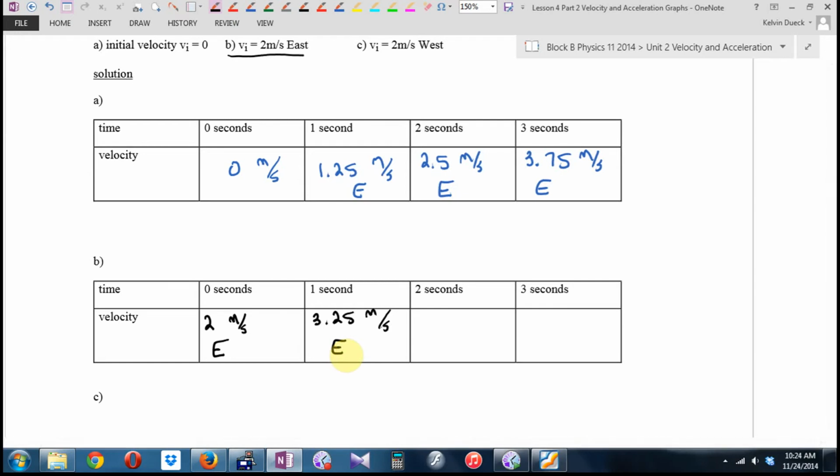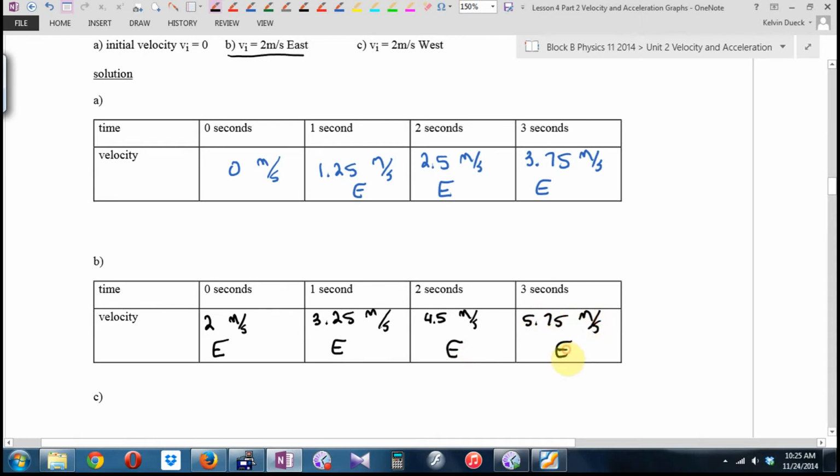Is that okay? After 2 seconds, how fast are we traveling? 4.5. Apparently you can add decimals in your head. Be proud. Some people here apparently can. And after 3 seconds? And the speed would continue to increase. Okay?